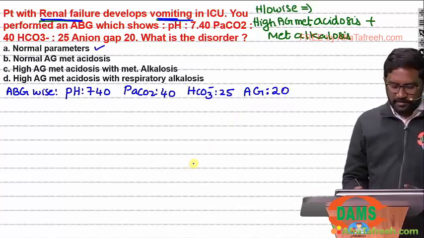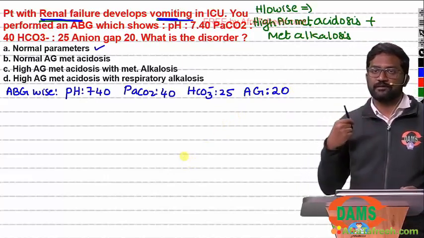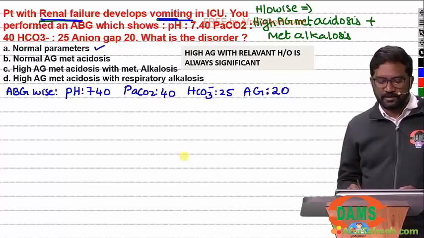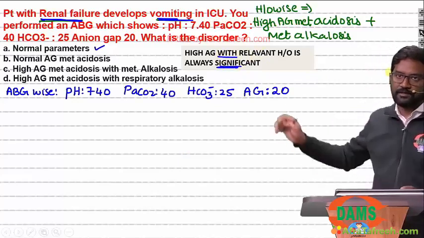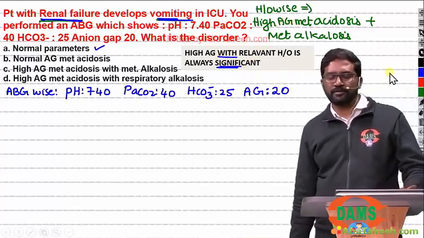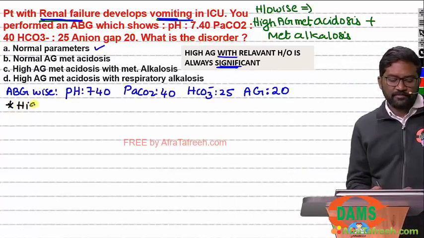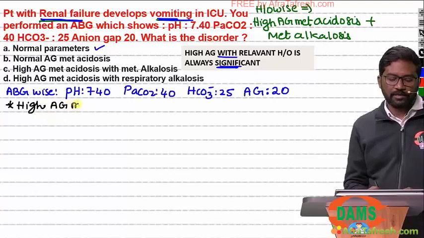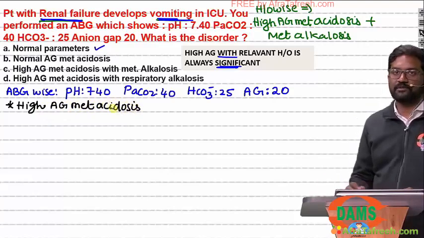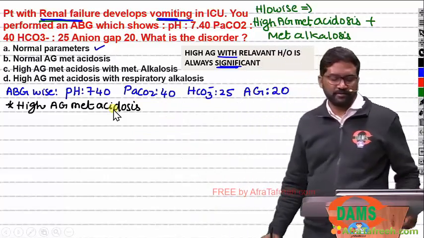So I told you previously, anion gap is generally not incidental. Whenever there is relevant history, it is always significant. High anion gap with relevant history is always significant. So definitely in his body there is a possibility of high anion gap metabolic acidosis. Because there is a high anion gap and relevant history of renal failure, I should consider ongoing high anion gap metabolic acidosis in his body.